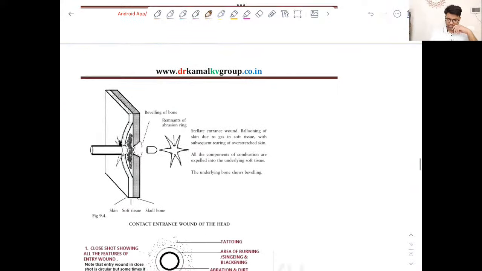Now I just kept a few images just to help you out. So the first picture is contact entry. Now this is the muzzle end, okay? So this is the muzzle end of the gun which was in contact with the point of shot, and this is the bone here, okay? So this is the bone here, and of course outside the bone is all skin, okay? So this is the skin here, right? So this is the skin.